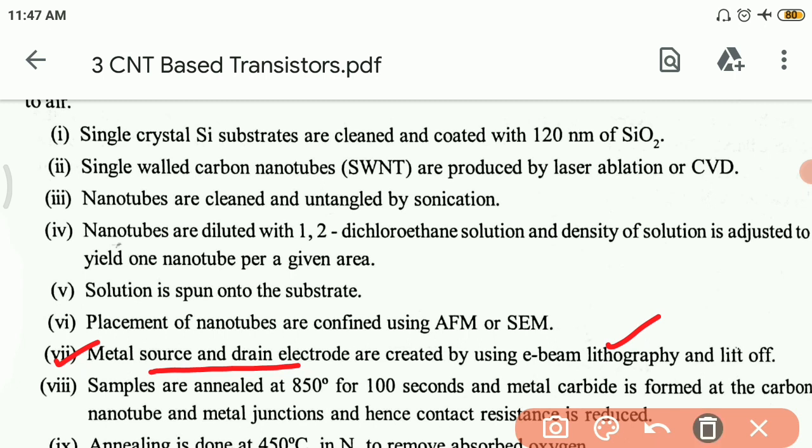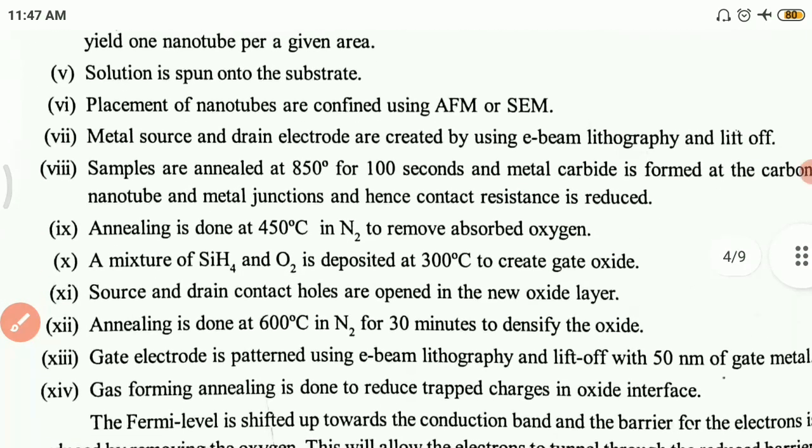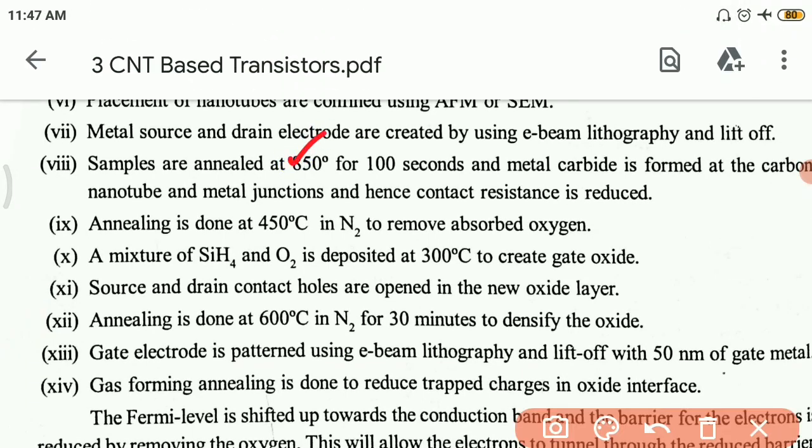Then the samples are annealed at a temperature of 850 degrees for 100 seconds, and metal carbide is formed at the carbon nanotube and metal junctions, and hence contact resistance is reduced. Now this annealing is done at a temperature of 450 degrees Celsius in nitrogen in order to remove the absorbed oxygen, and a mixture of SiH4, that is silane, and oxygen is deposited at a temperature of 300 degrees Celsius to create the gate oxide.